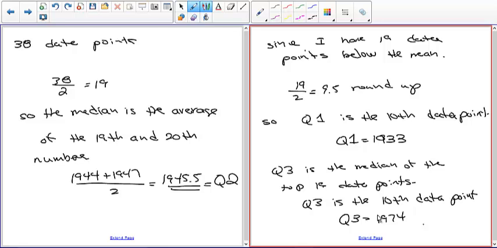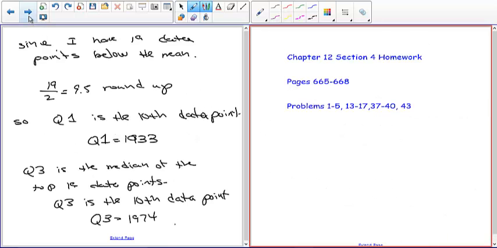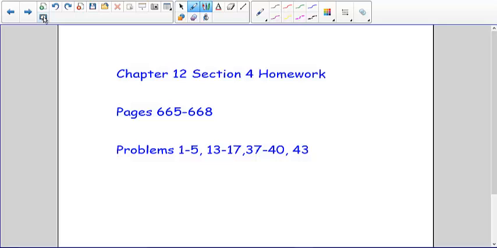The first case we had even and even, the second case we had odd and odd, and the third case we had even and odd. You can't go from odd to even, so that's why there are only three choices instead of four. So there's the homework for section 4.